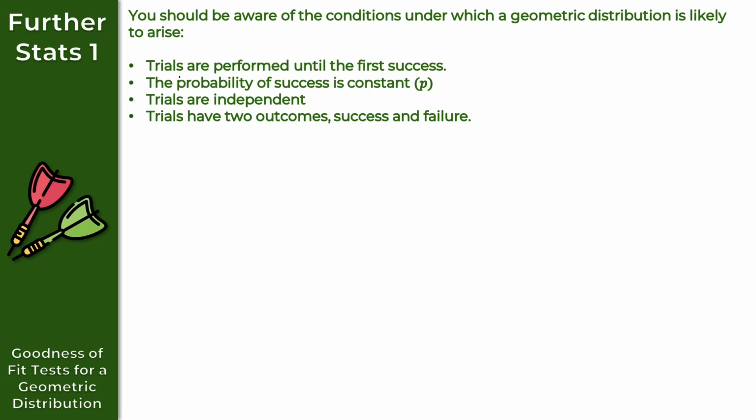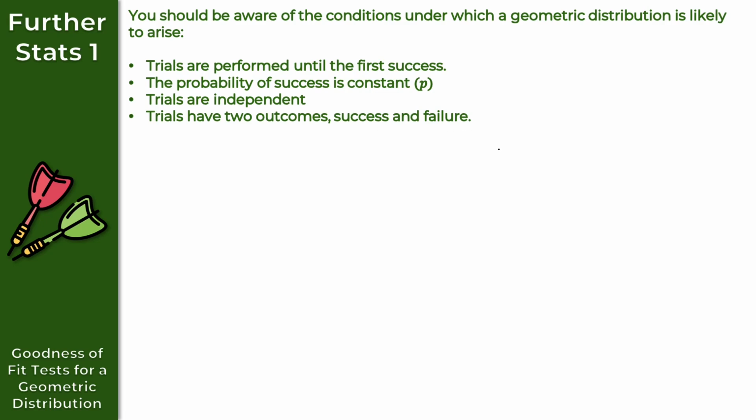Well, to start off with then, we say that the trials are performed until the first success. So that's kind of the key idea there behind the geometric distribution. We then say that the probability of success is constant. So remember, this is our parameter then for the geometric distribution, P here. That is the probability of success. We then say that the trials are independent. And then finally, the trials have two outcomes, success and failure. So that would be P, that would be 1 minus P.